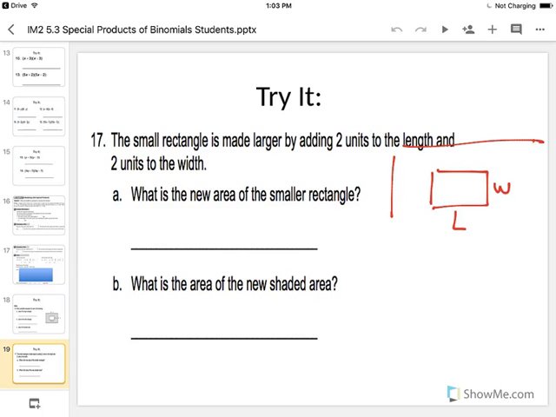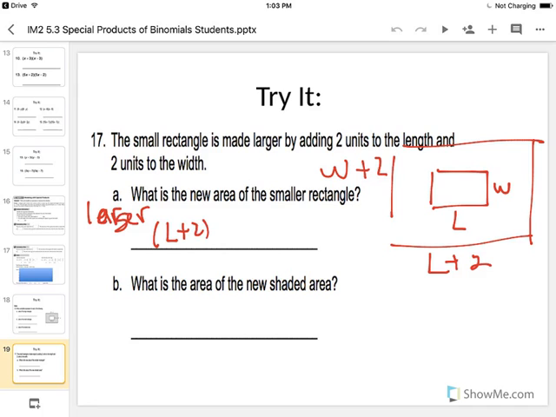So this is the larger one: this is L plus 2, and this is W plus 2. Part A asks, what is the new area of the smaller rectangle? Let's find the larger one first. The larger one is L plus 2 times W plus 2.